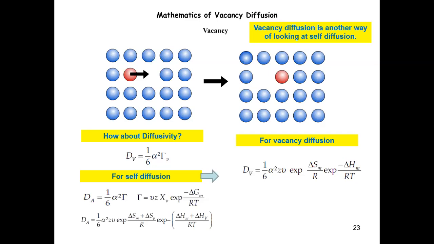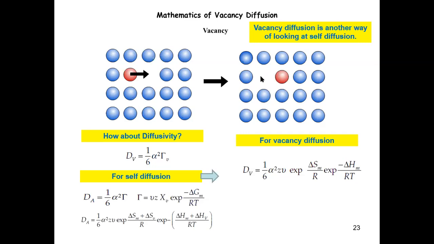So clearly it's not 0, right? If it's 0, this means that the vacancy cannot move around. And we know that the vacancy diffusion and the atomic diffusion are the same processes. So this is non-zero, right? It has to have some diffusivity for the vacancy.